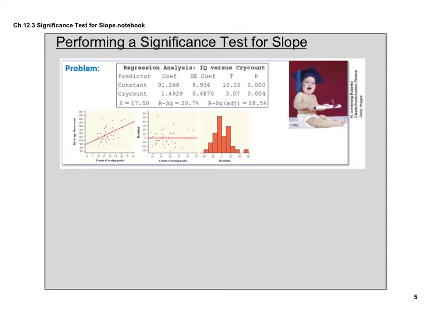So now let's go through and actually do our example. So state, our first step is to state the hypotheses. So the null is that the slope is 0. The alternative is that the slope is greater than 0. Okay, the question was, do we have convincing evidence that there's a positive linear relationship? If it's a positive linear relationship, slope is greater than 0.